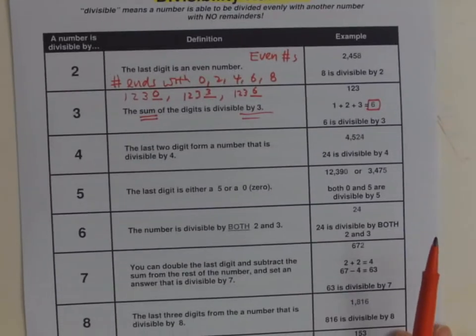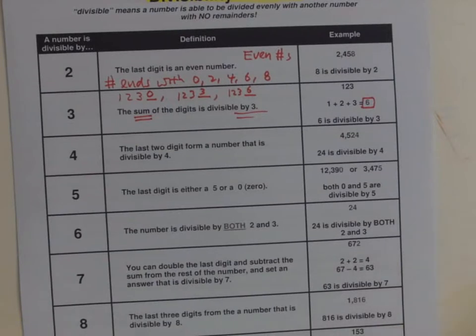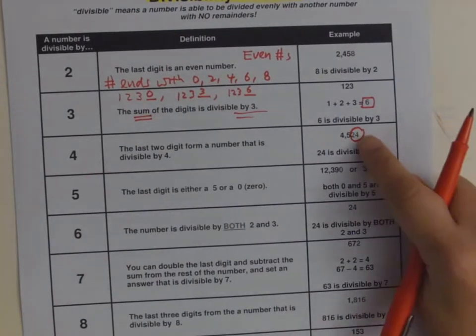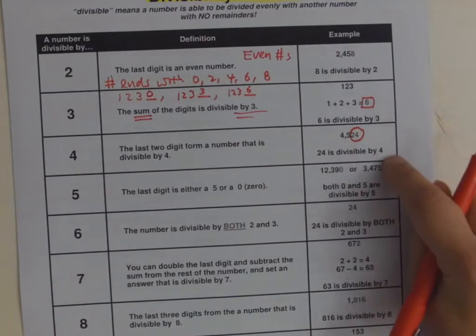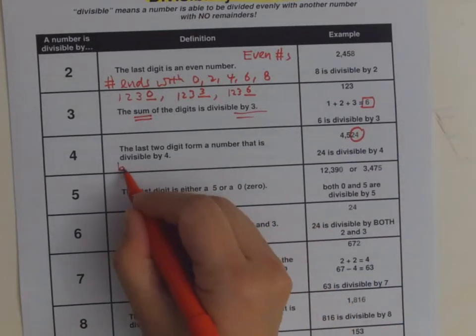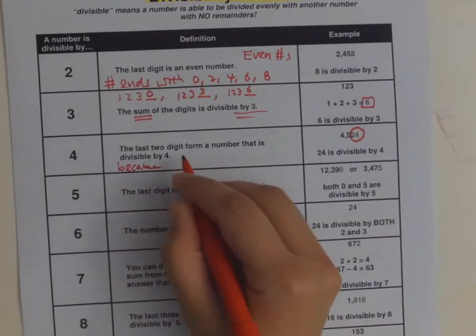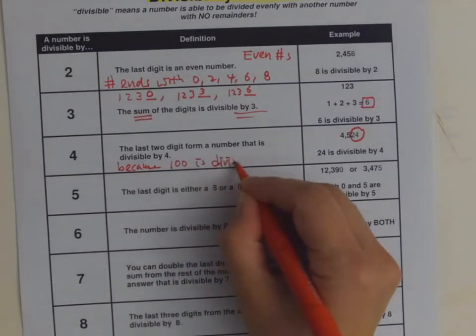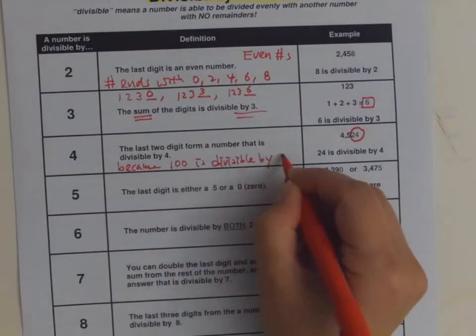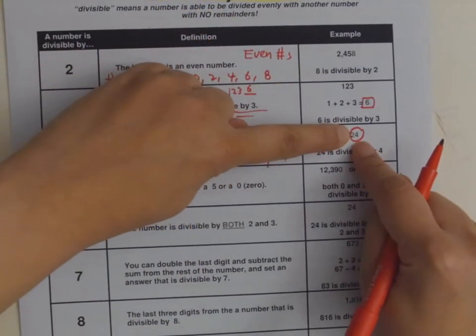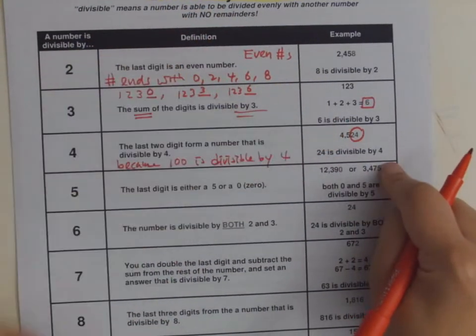All right, so divisible by 4 is like we're focusing on the last 2 digits here. This needs to be a number that is divisible by 4. So 24 is divisible by 4. This is because 100 is divisible by 4. So we don't worry about the front; if this is 0, 0, you just insert a number here that is divisible by 4, and that would work.